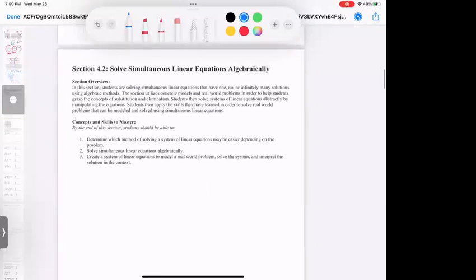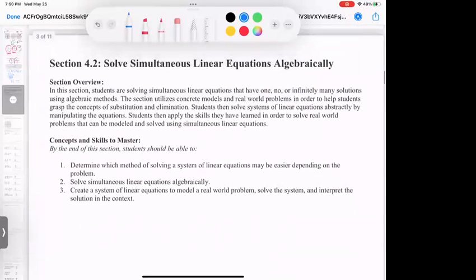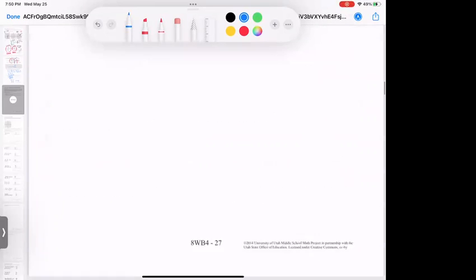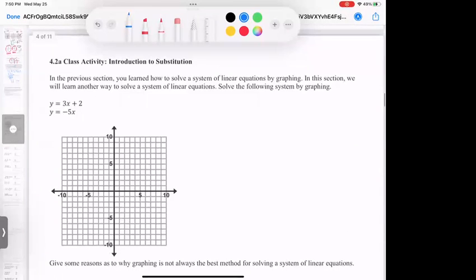Okay, so here we solve the linear equation algebraically. The concept of skill we have to learn first is to determine which method of solving a system of linear equations may be easier, depending on the problem. So basically, solve simultaneous linear equations algebraically, and create a system of linear equations to model a real world problem, solve the system, and interpret the solution in context. So let's see here, let's see 4.2.